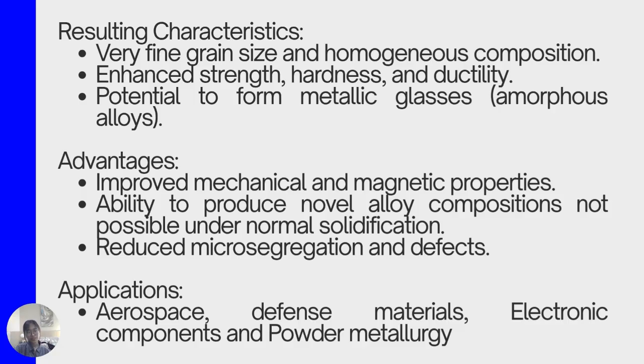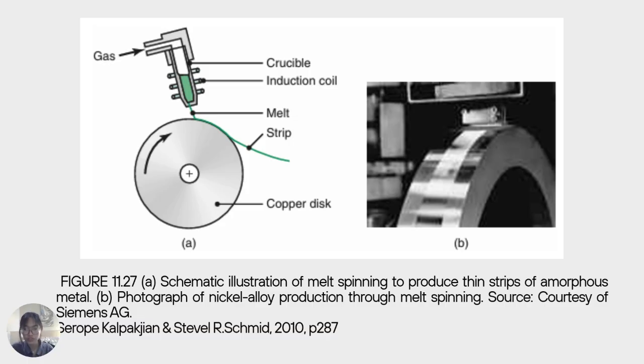Rapid solidification allows the development of new alloy compositions and microstructures, giving engineers better control over material properties and performance. This one on the left is a schematic illustration of melt spinning to produce thin strips of amorphous metal, and the one on the right is a photograph of nickel alloy production through melt spinning.